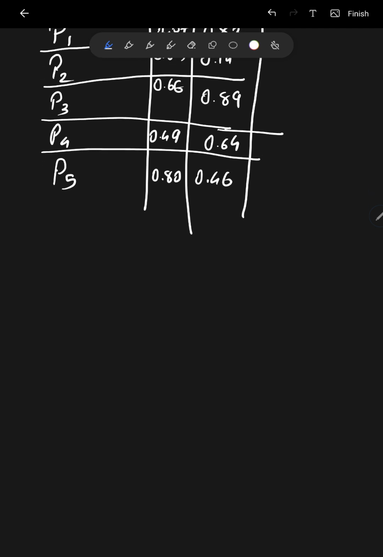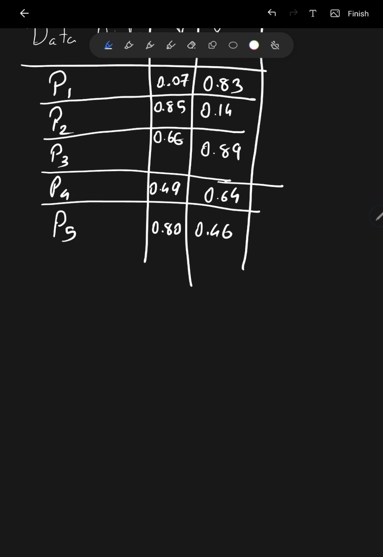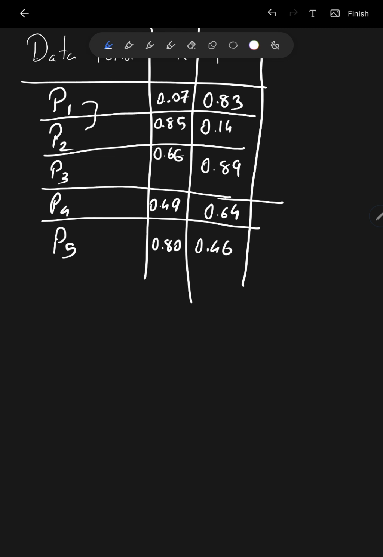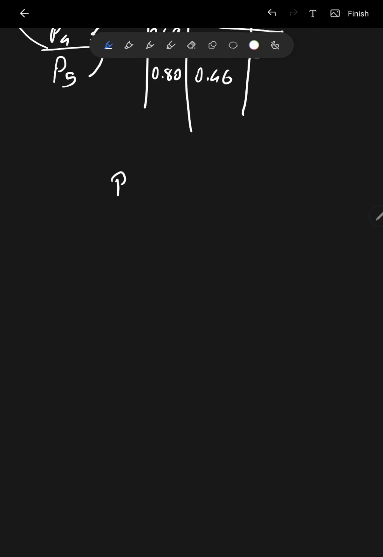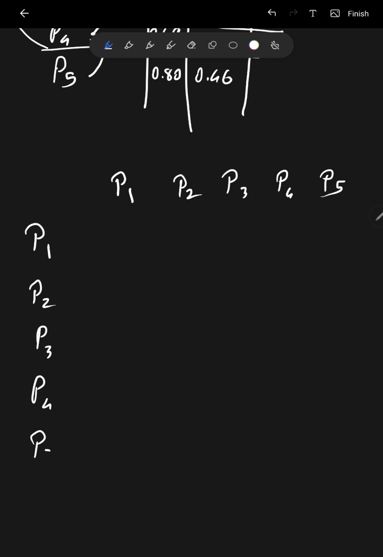First we have to start with finding the distance between each point, that is between p1 and p2, p2 and p3, p4 and p5, p4 and p6. Similarly p1 and p3, then p1 and p4, etc. For that we have to draw a table. The table will look like this: p1, p2, p3, p4 and p5. Similarly you have to write the data points here also: p1, p2, p3, p4 and p5.